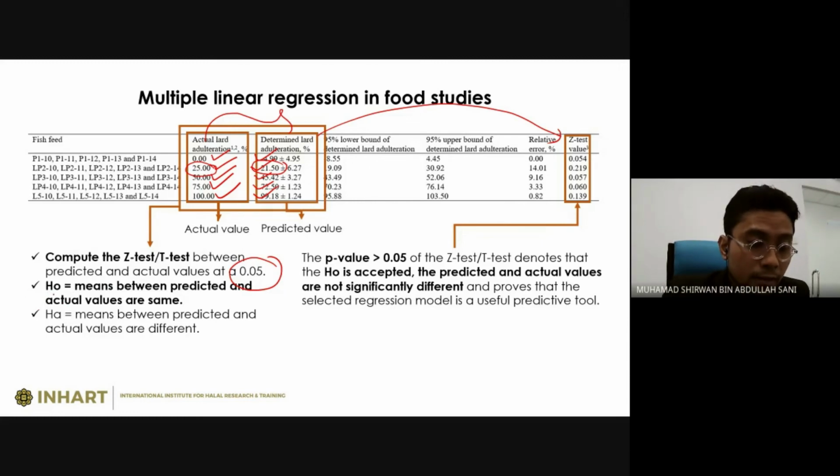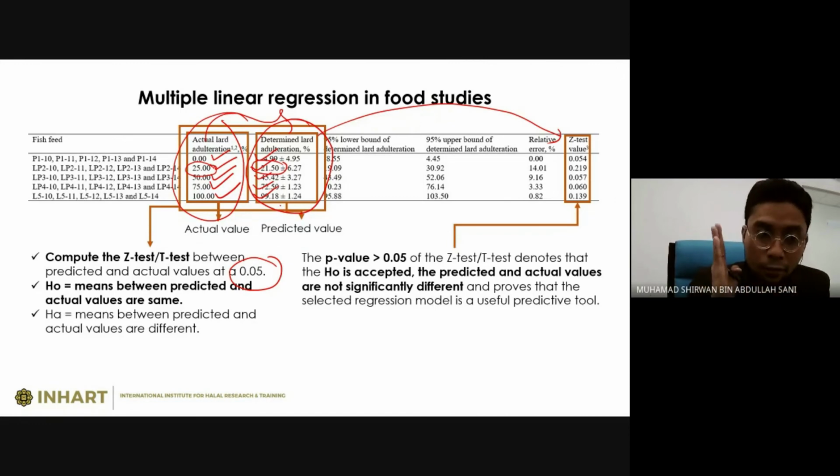The null hypothesis states that the means between the predicted and actual values are the same. Maksud dia, there is no difference. This is the one that we are looking for. We want them to be the same. We expect zero, it should get zero, and it should be not significantly different.